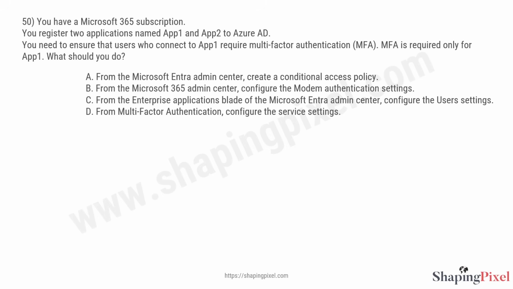What should you do? Option A, from the Microsoft Entra Admin Center, create a conditional access policy. Option B, from the Microsoft 365 Admin Center, configure the modern authentication settings. Option C, from the Enterprise Application blade of the Microsoft Entra Admin Center, configure the user settings. Option D, from multi-factor authentication, configure the service settings. So the right answer here is option A.